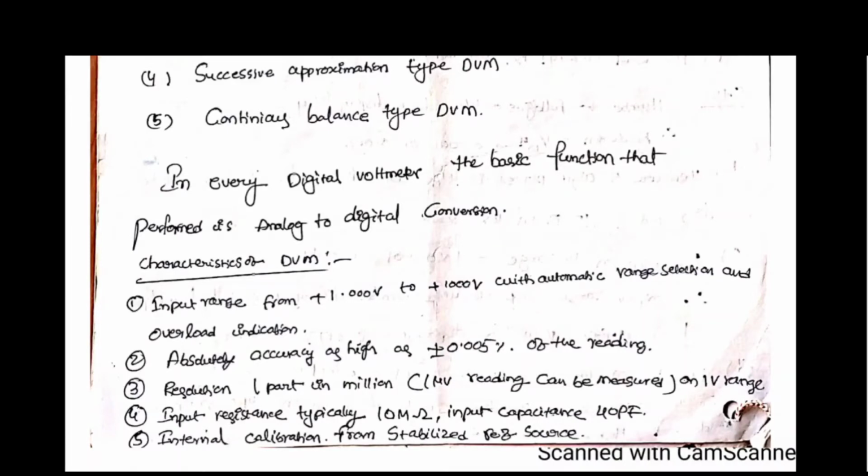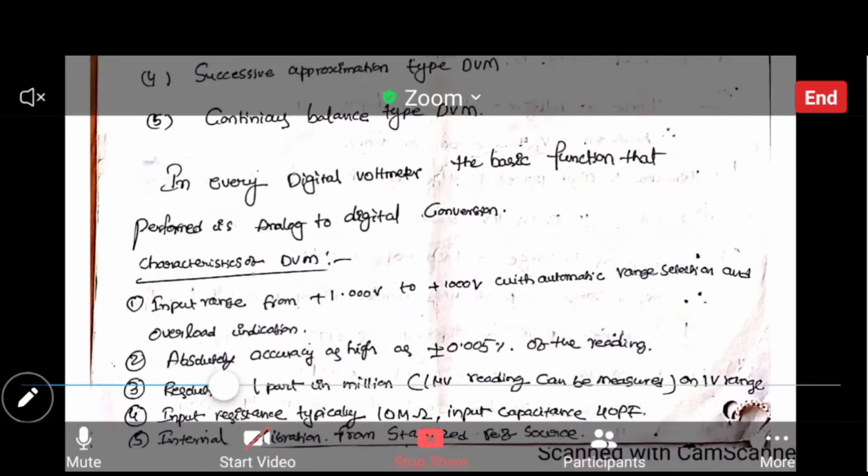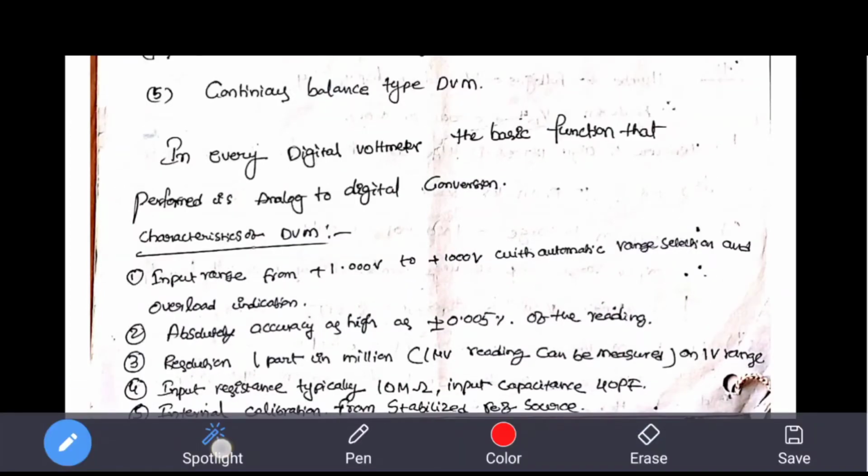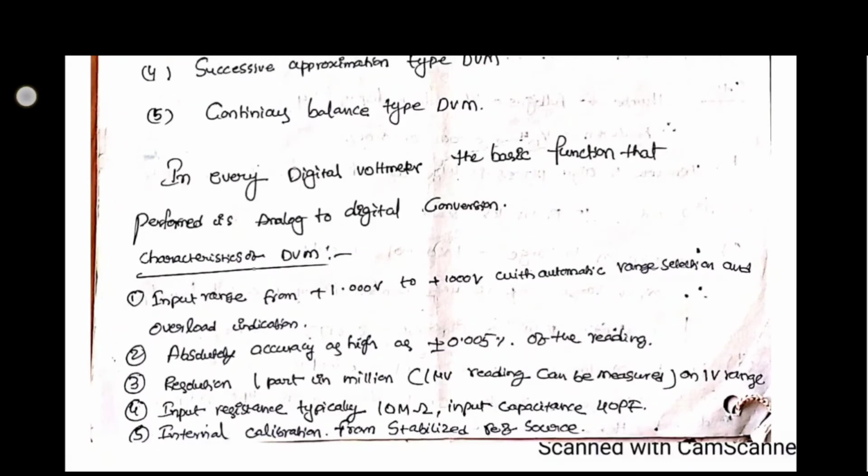Similarly, the characteristics of a DVM: input range from 1 volt to 1000 volts with automatic range selection and overload indication also. The accuracy will always be high, plus or minus 0.05. A digital meter typically has 10 mega ohm high input impedance. It has high input resistance and high input impedance, and an input capacitance of 40 picofarad. Internal calibration from a stabilized reference source.